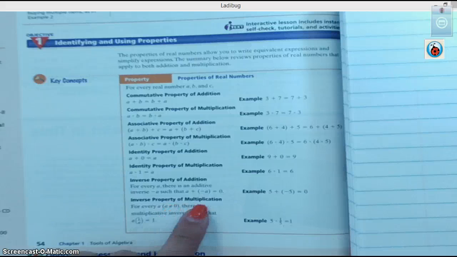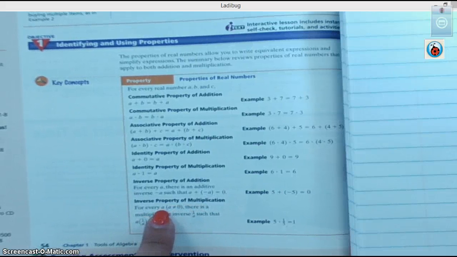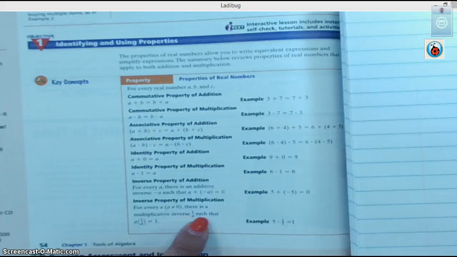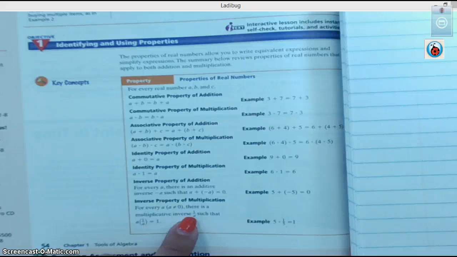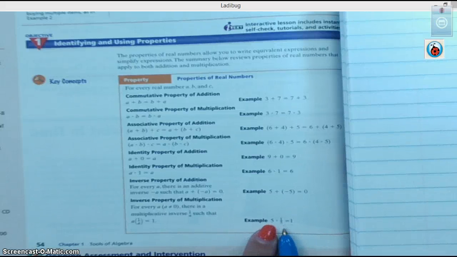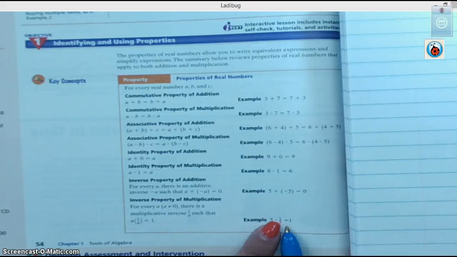The inverse property of multiplication states that for every A, when A is not equal to 0, there is a multiplicative inverse of 1 over A such that A times 1 over A equals 1. In other words, when we multiply a number times its reciprocal, it equals 1. Do you see how 1 over 5 is the reciprocal of 5?